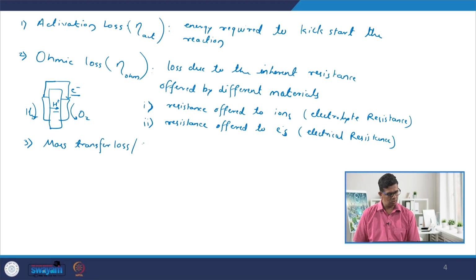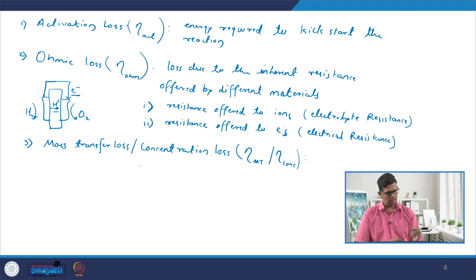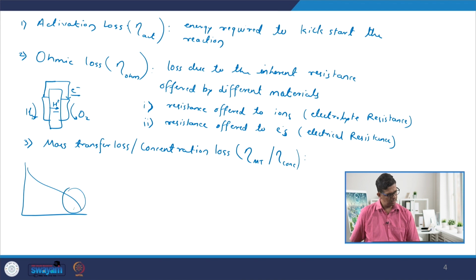This is also called concentration loss. It is denoted by eta mass transfer, or we can also write eta concentration loss. As we can see, this mass transfer loss typically arises in the third zone, when we are drawing a large amount of current from the cell. So, it gets dominated particularly in the high current zone.